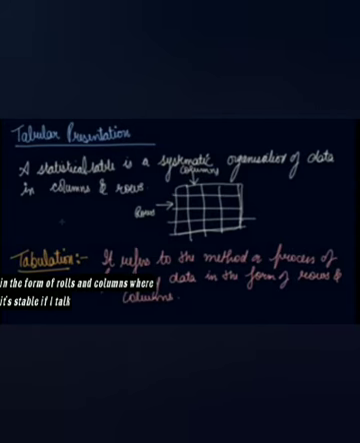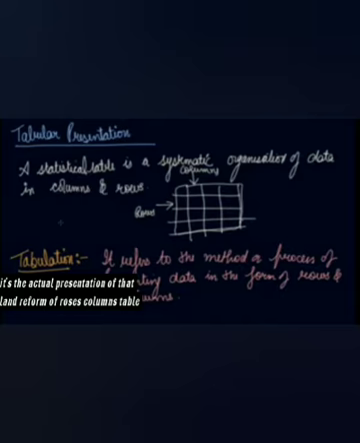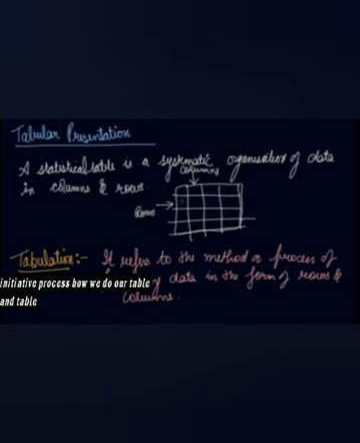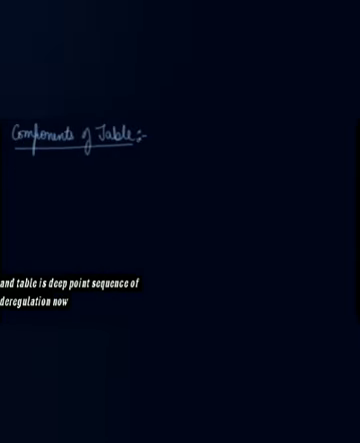Whereas table, if I talk about, then table is the actual presentation of data in the form of rows and columns. Table is the consequence of tabulation. See, tabulation is the process how we draw a table, and table is the consequence of the tabulation. Now let's understand the components of table, that what table comprises of.